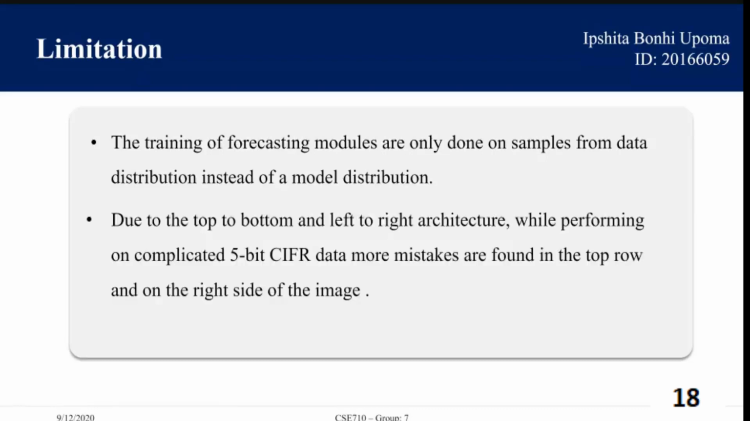The ARM dependency structure is from top to bottom and left to right. So wrong values in the pixels of the left columns affect the outputs of the following pixels. So while performing on the complicated 5-bit CIFAR data, more mistakes are found in the top row and on the right side of the image.